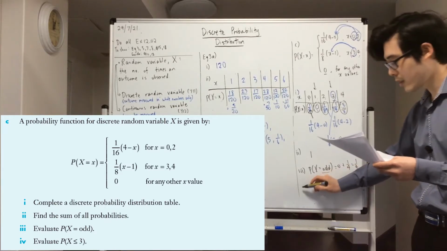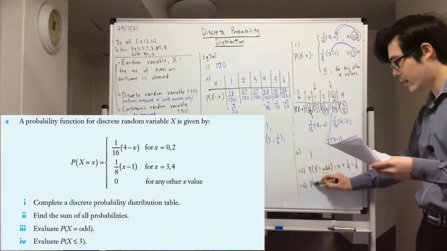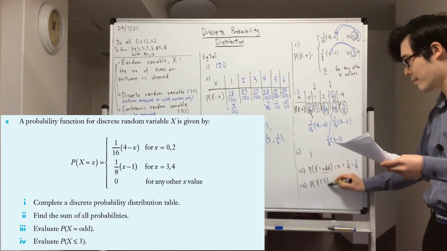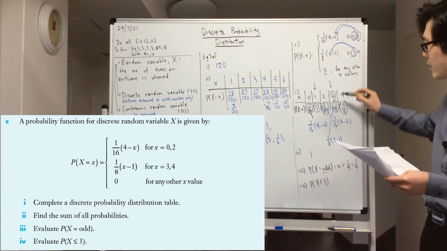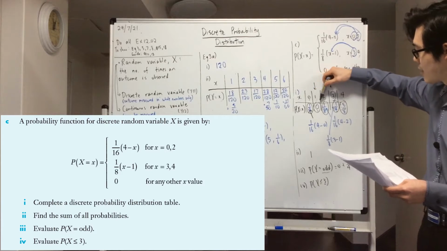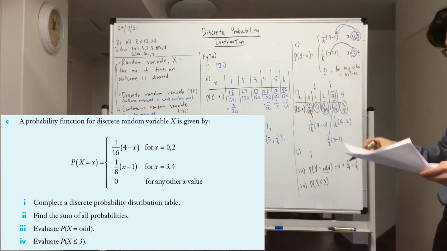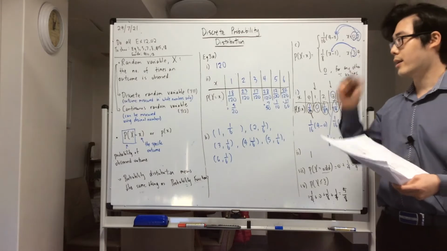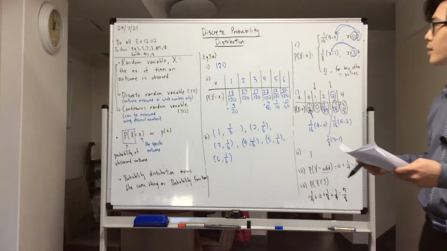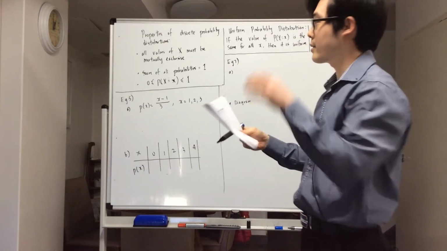And similarly, for IV, evaluate for all numbers less than or equal to 3. So that means add all these numbers up until 3. Okay? So this is how you work around and use a probability distribution table. Alright? Let's have a look at example 5.